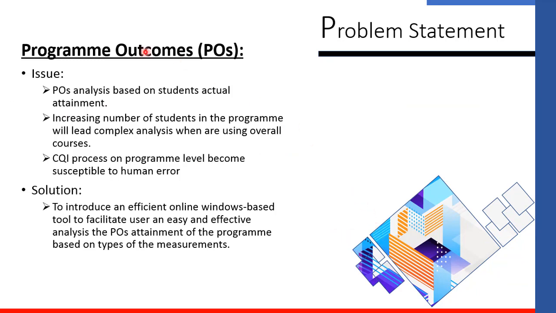So, the problem statement. Each outcome component is required to be measured, such as the program outcome. The analysis becomes more challenging and complicated when the total number of students in the course is increasing. Also, the CQI process at the program level becomes more susceptible to human error. Therefore, a systematic online tool needs to be designed to overcome this problem.